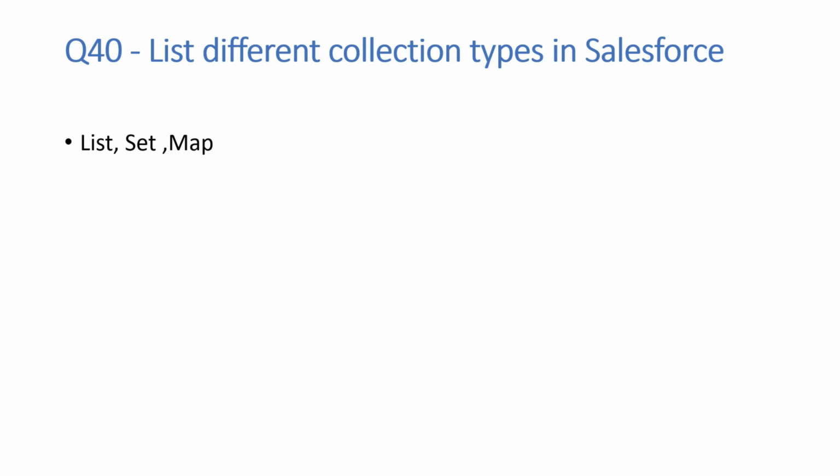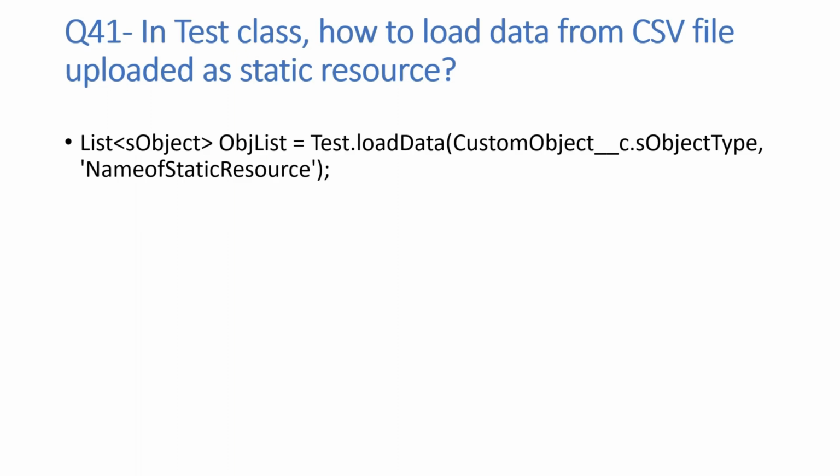Number 40. List different collection types in Salesforce. List, set, and map. 41. In a test class, how to load data from a CSV file uploaded as a static resource? We have a method for test classes, Test.loadData, that accepts the custom object's sObject type as a parameter, and the name of the static resource. These are the parameters it will accept, and you can load the data through the CSV file.